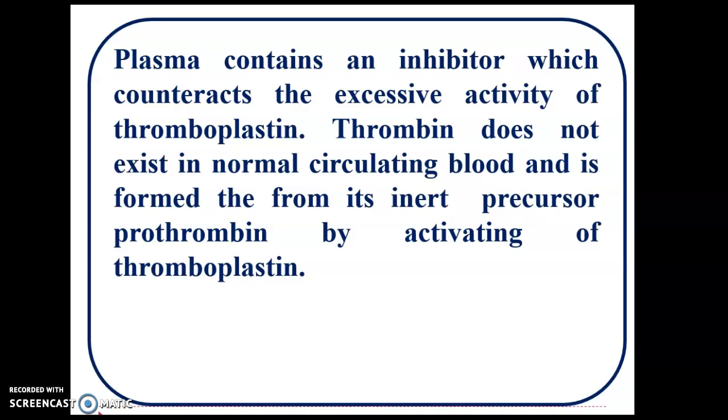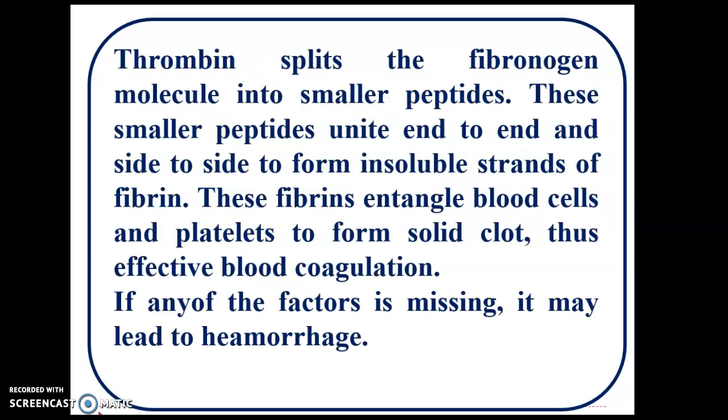Plasma contains an inhibitor which counteracts the excessive activity of thromboplastin. Thrombin does not exist in normal circulating blood and is formed from its inert precursor prothrombin by the activation of thromboplastin. Thrombin splits the fibrinogen molecule into smaller peptides. These smaller peptides unite end to end or side to side to form insoluble strands of fibrin. These fibrins entangle blood cells and platelets to form a solid clot.